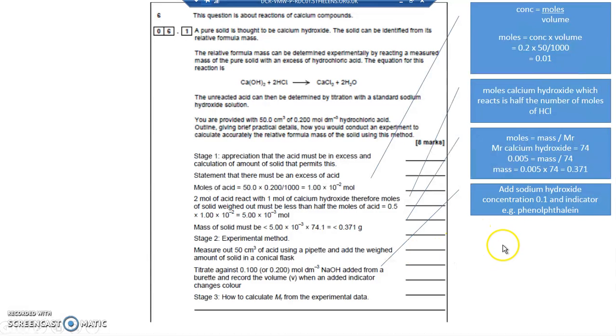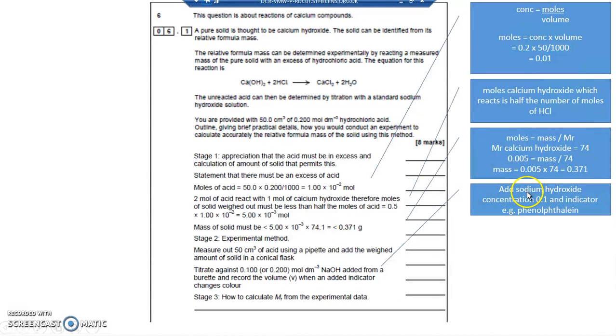And so you can titrate it. Now this is the complicated bit. How are you going to work out the relative formula mass of the solid? So that you've added the calcium hydroxide to work out whether it is indeed calcium hydroxide, because they think it's calcium hydroxide, they're not sure. If they can work out its MR, then they can prove almost, I suppose, that it's calcium hydroxide that they've got there. So how do you work out the MR from this experimental data?